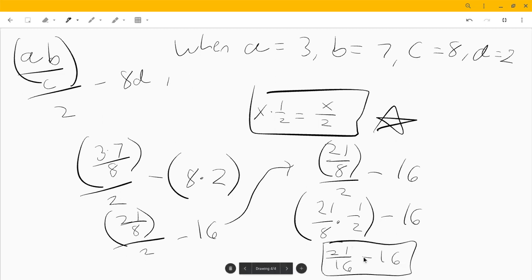We cannot simplify this anymore. That's our final answer. So when A equals 3, B equals 7, C equals 8, and D equals 2, that is going to be your final answer.